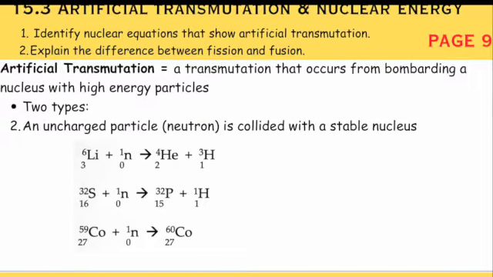The other kind of particle that can be used in artificial transmutation is something uncharged, like a neutron. This is when a neutron is collided with the stable nucleus. These do not need a particle accelerator because particles like neutrons are neutral. There's not going to be any of that repulsion, so it doesn't need such high speeds.